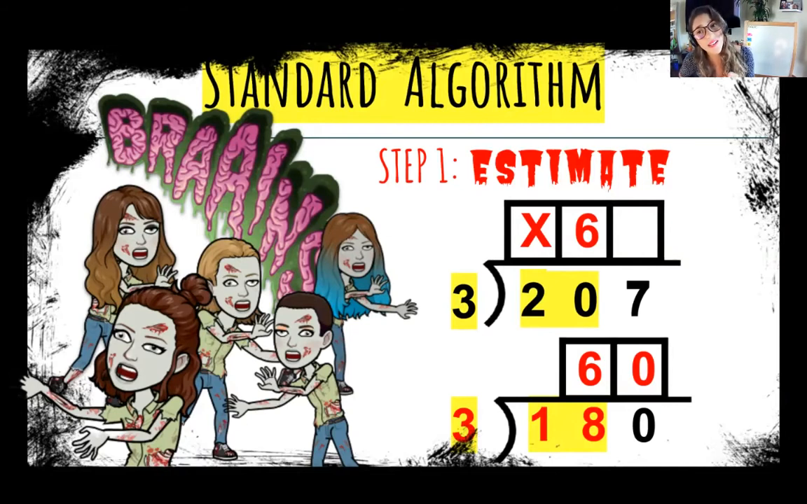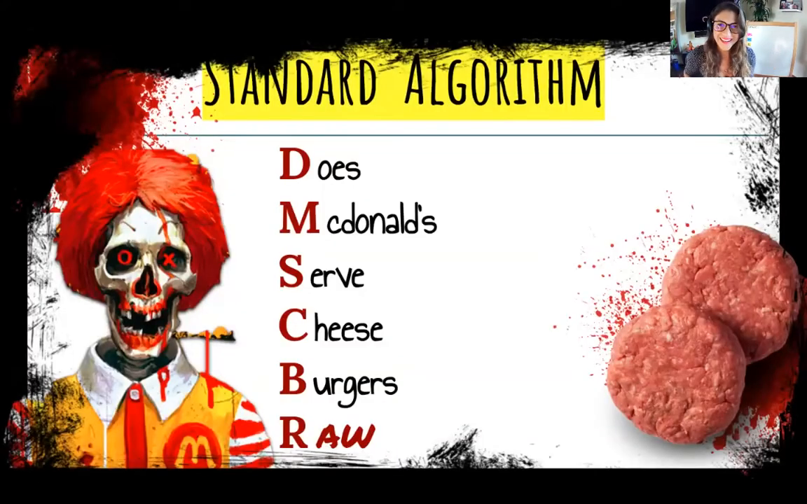We want to keep that estimate in mind because later on, we're going to use that estimate to check if our answer is reasonable or if it makes sense. All right. Here are our steps for the standard algorithm.